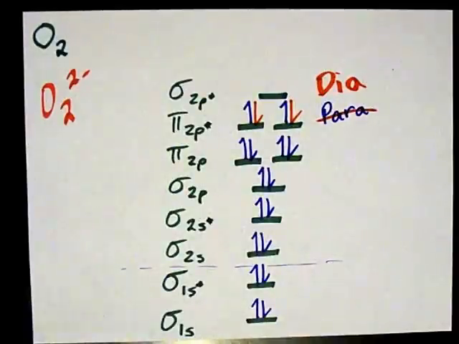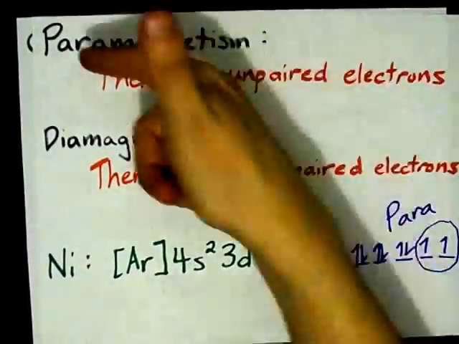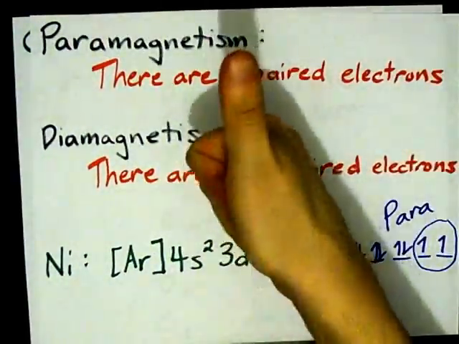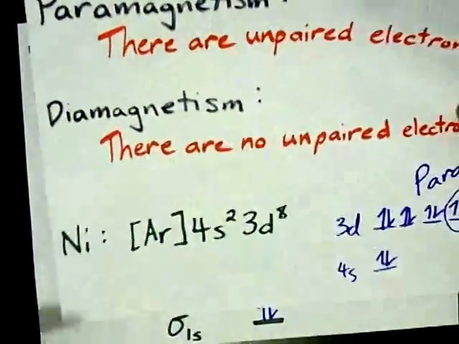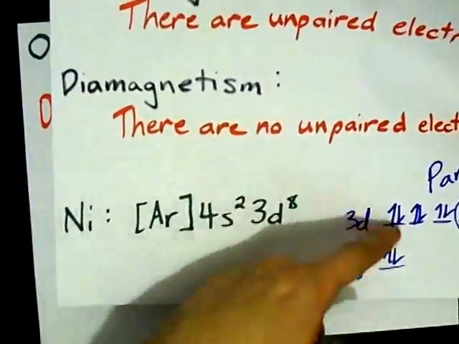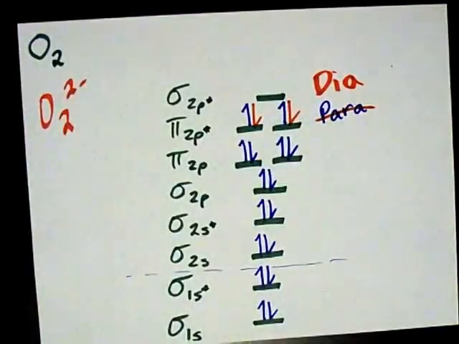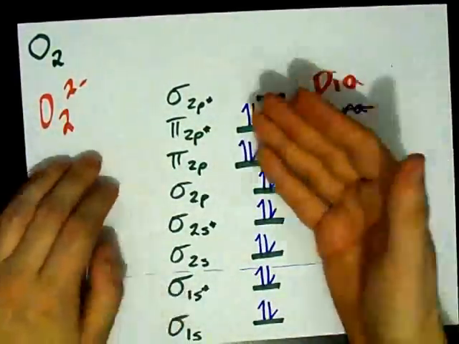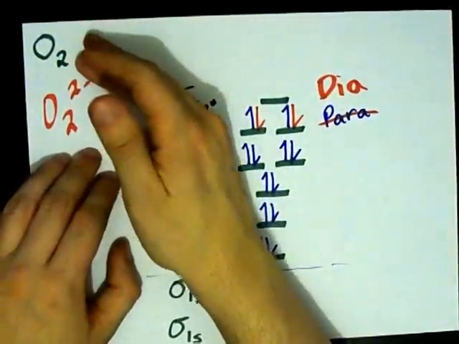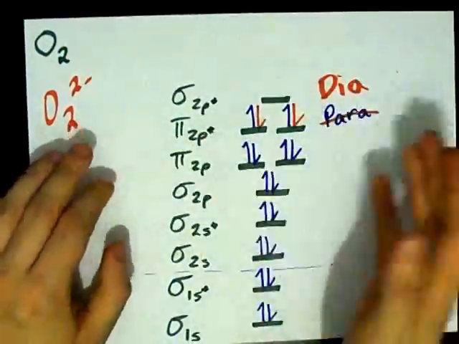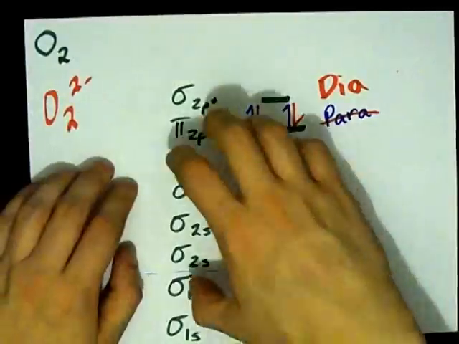So, all you have to do is memorize that paramagnetic means unpaired electrons are there. Diamagnetic means there are no unpaired electrons. Don't forget your electron configuration diagrams for atoms. And if you're that far into chemistry, don't forget your molecular orbital diagrams for some of the molecules like N2, F2, etc., etc. And remember, they aren't all exactly like this.